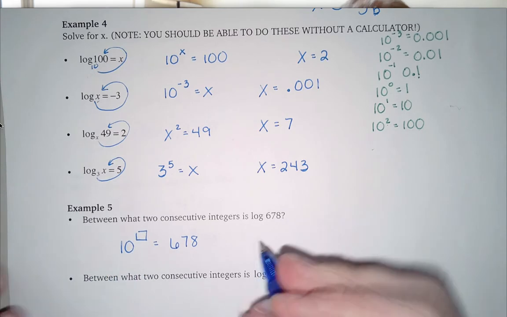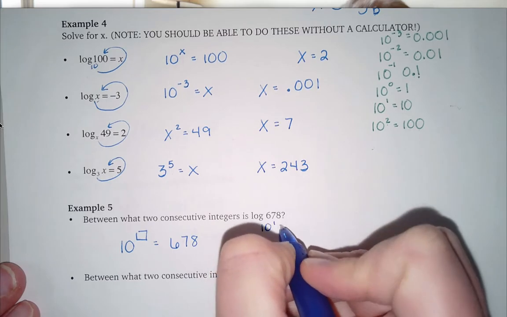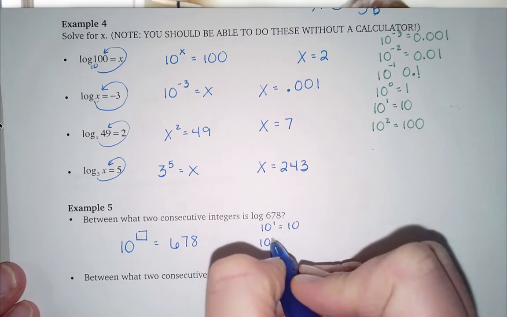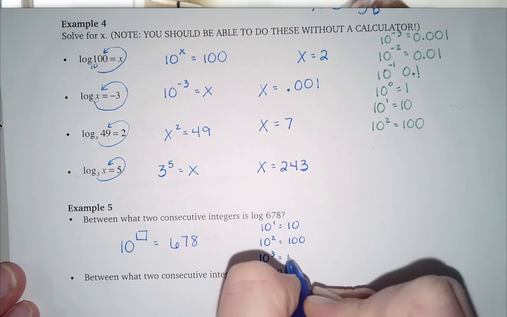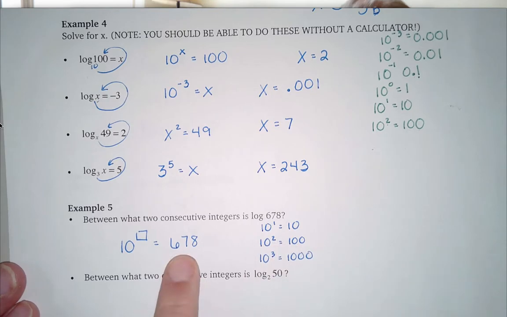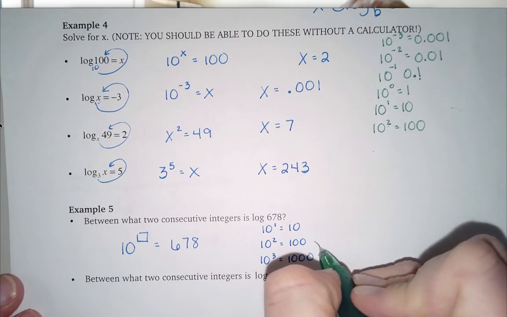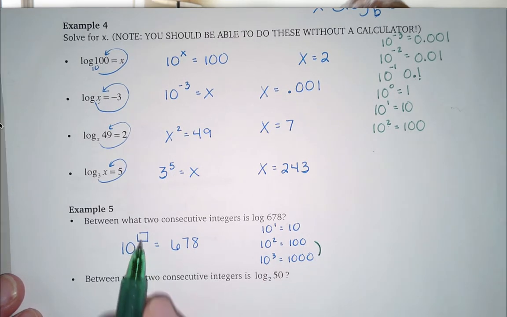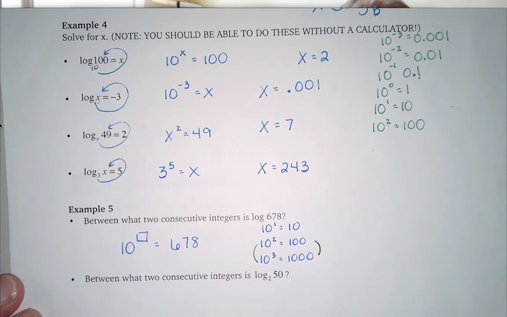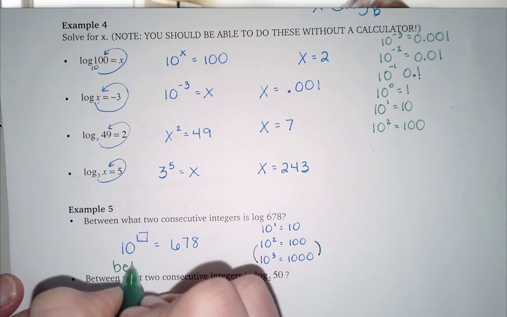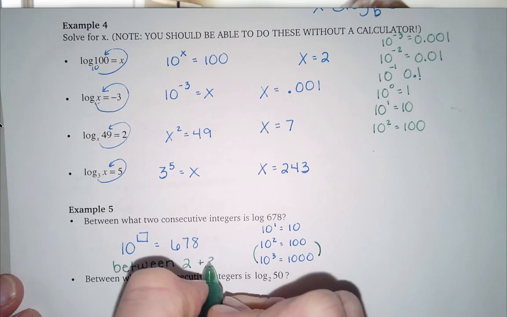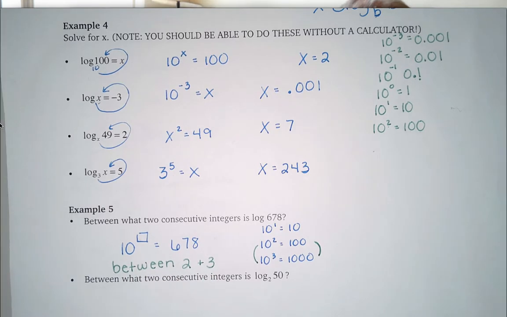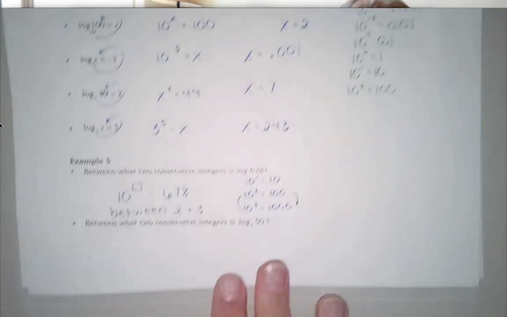So think about this. 10 to the first power is 10. 10 to the second power is 100. 10 to the third power is 1,000. And so we need to know, where does 678 fall? Okay, 678 falls somewhere between 100 and 1,000. So that means the value of that exponent is going to be somewhere between 2 and 3. Okay, somewhere between 2 and 3. That's how I would answer that question. Between which two integers? It's between 2 and 3.